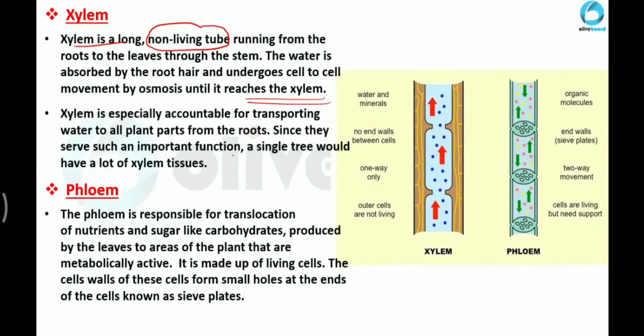Now when water reaches the xylem, the xylem transports that water to all the parts of the plant. Here you can see xylem. This is the structure of xylem. Here you can see there is no end wall of any kind.